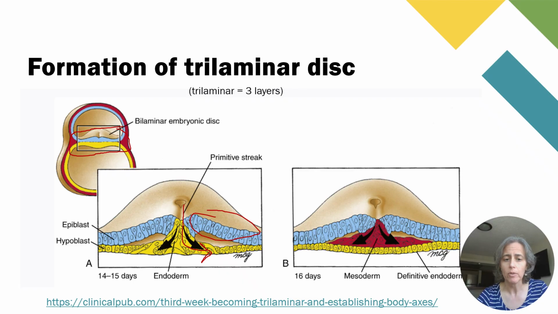So we start with those. We start with the blue ones, then we make the yellow ones. They aren't really those colors. And then third and finally, we make these red ones, which are the mesoderm. So we're going to form a disc with 3 layers. That's where the word trilaminar comes from. Tri is 3, like tricycle has 3 wheels. Laminar, like laminations, those are layers.